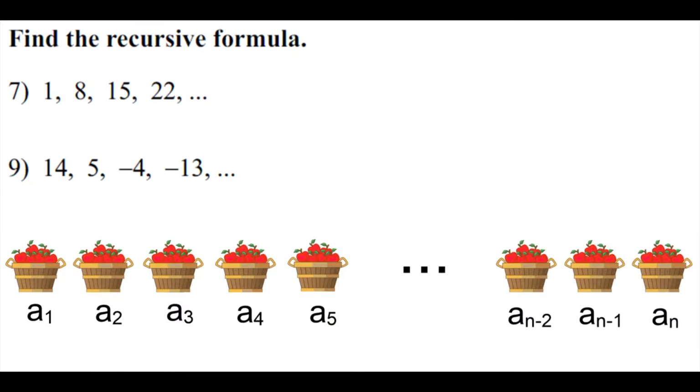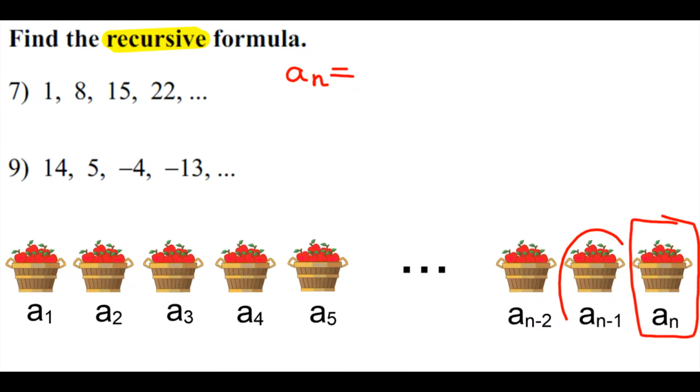Now we're going to find the recursive formula. Remember that word. That's important. That's going to tell you what to do and how we do it. So if we think about the bushels of apples and put it in those terms, we're trying to find the formula for An. So the answer is going to be An equals, and we're going to use the term right before it and the first term. Those are the things that we're going to need, all right?